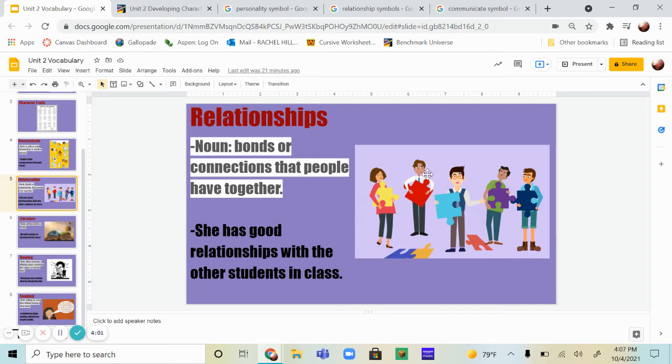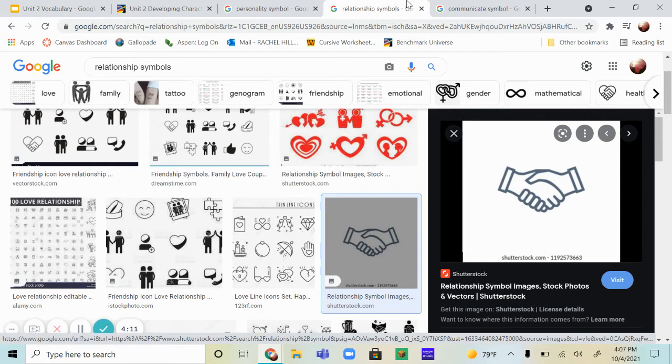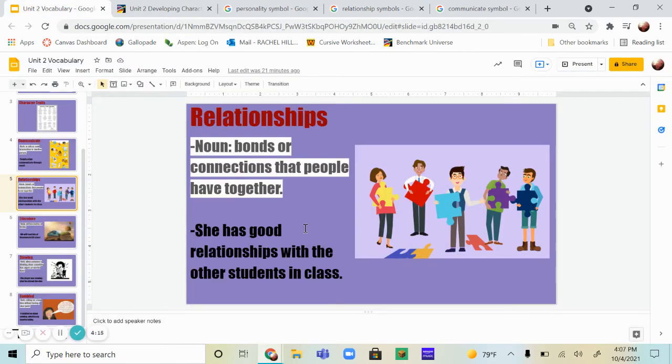So if you need a good symbol for this one, I like the idea of the puzzle piece, the puzzle pieces that fit together to make good relationships. But we could also do just the hands, shaking hands. That's a good one too. So go ahead and do your own entry for relationships in your notebook.